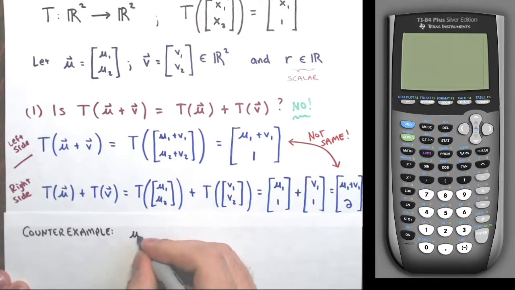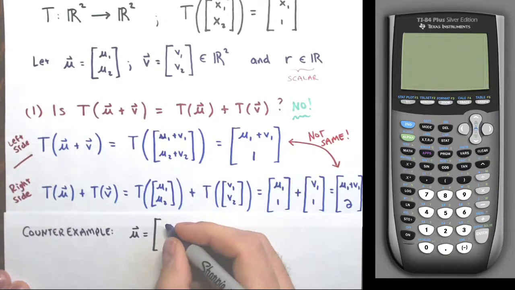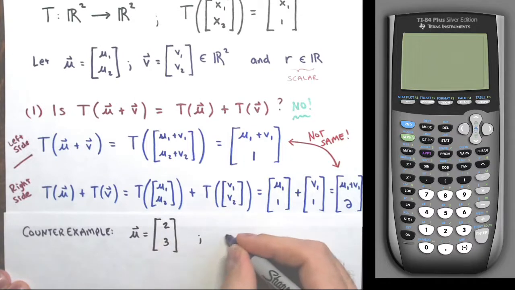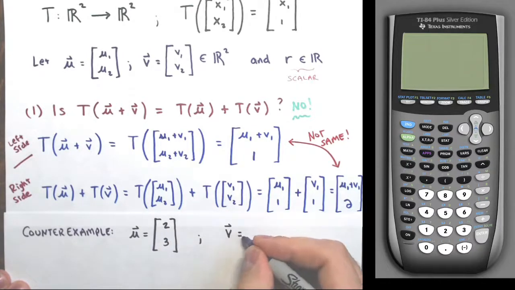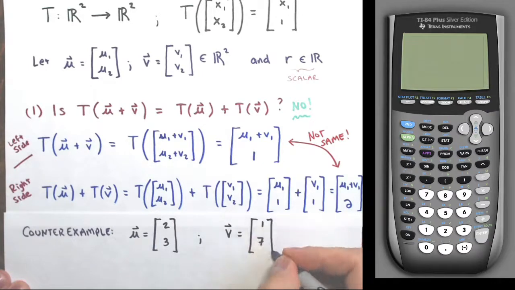Suppose I let u be... Now I'm going to a specific example. How about the vector 2, 3? Right, that's from R2. Why not? And vector v, say, is the vector 1, 1, 7. Doesn't matter.